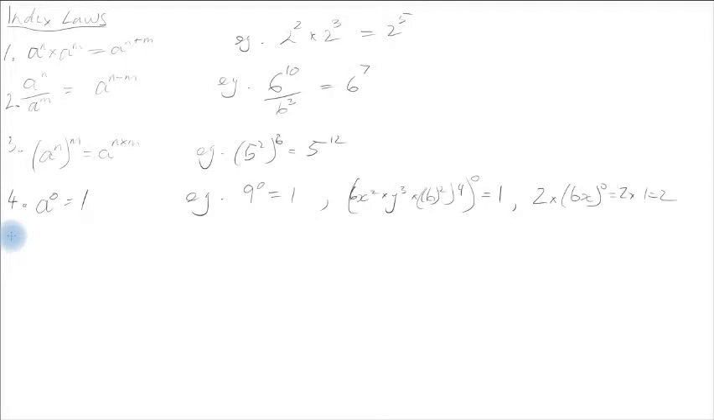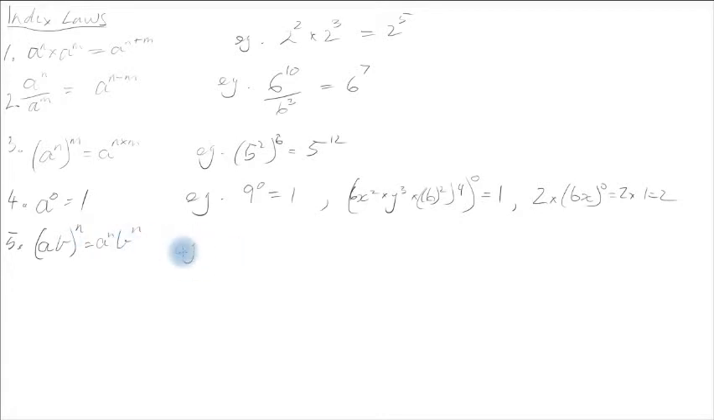Now, index law 5. Okay, so this is when we're dealing with stuff in brackets. So if we've got a times b all to the power of n, that's just a to the power of n multiplied by b to the power of n. So the index comes down to both of them.